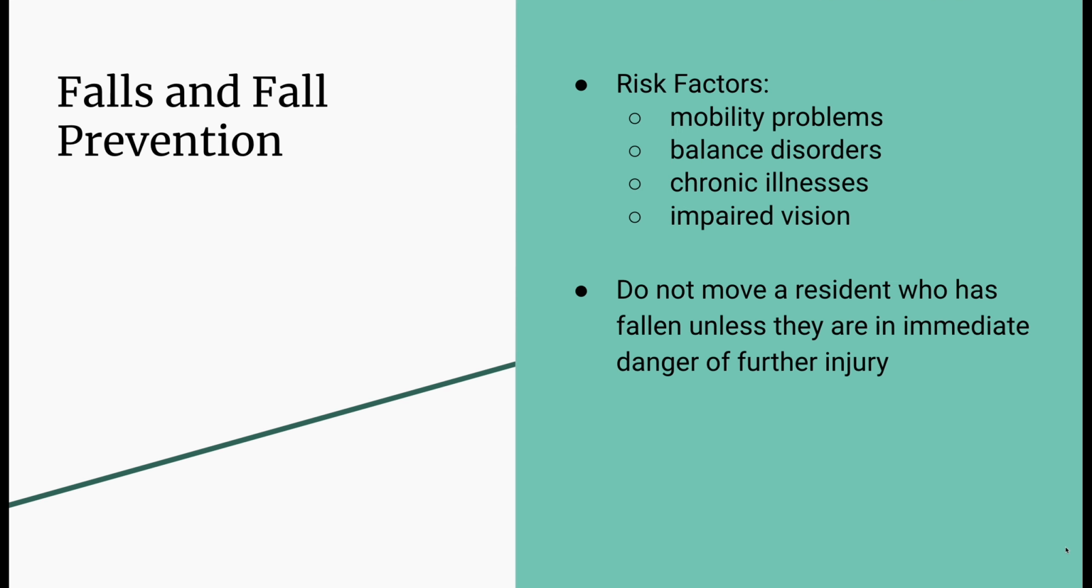Falls are common in adults aged 65 years and older. In the United States, about a third of older adults who live at home and about half of people living in nursing homes fall at least once a year. There are many factors that increase the risk of falling in older adults. These risk factors include mobility problems, balance disorders, chronic illnesses, and impaired vision.